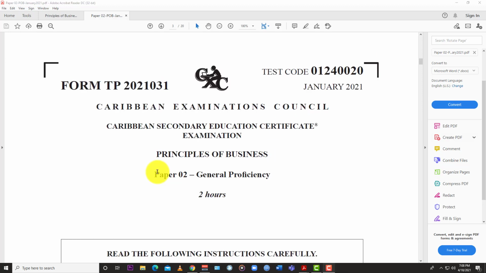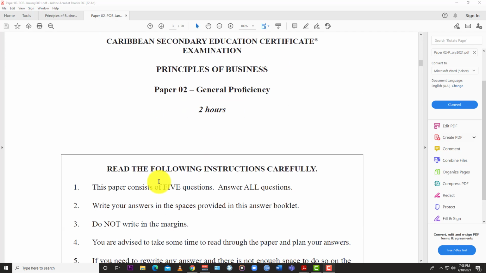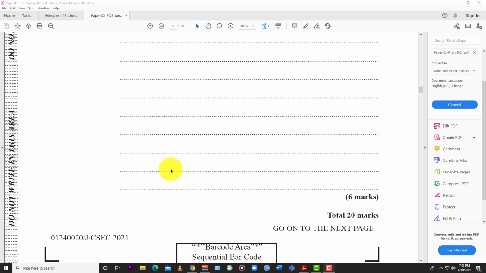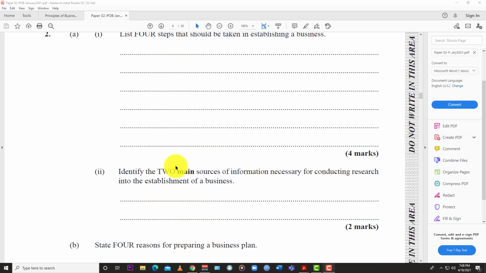Business Paper 2. So we're looking at Paper 2 from January 2021 for Principles of Business, POB. And the last video we looked at question 1. And so today we're going to jump right into question 2.